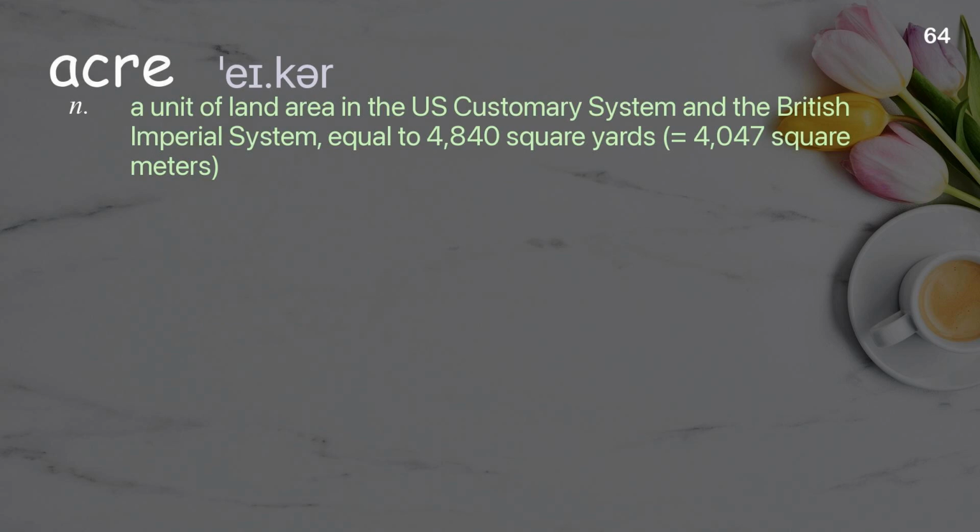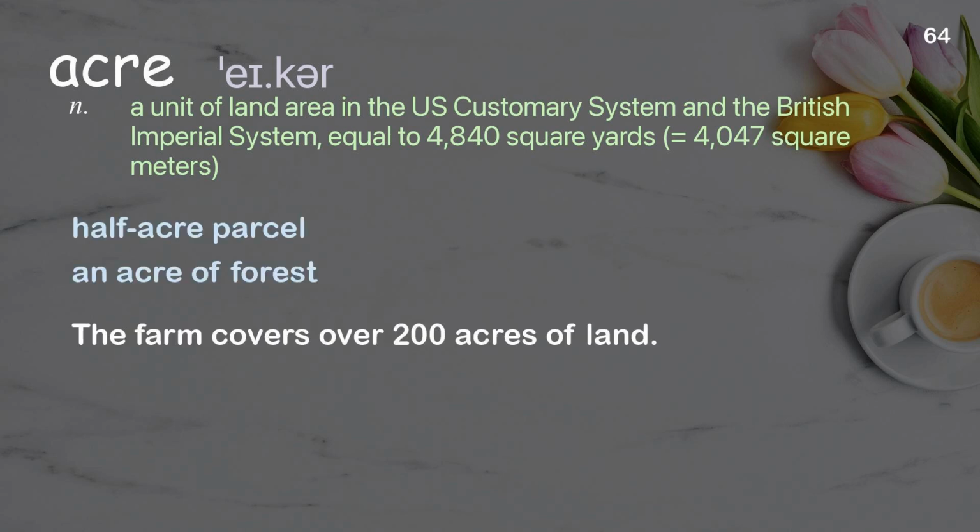Acre. A unit of land area in the U.S. customary system and the British imperial system, equal to 4,840 square yards, equals 4,047 square meters. Examples: Half-acre parcel. An acre of forest. The farm covers over 200 acres of land.